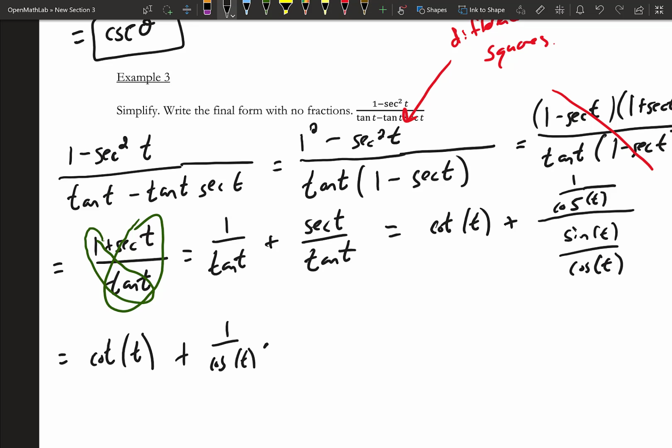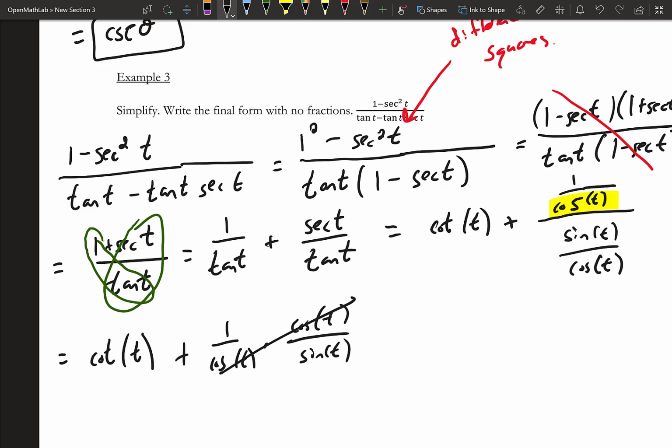Right, so just fix that in your notes. This part here should be cosine. So this would be 1 over cosine times sine t. Oops, let me grab black again. Sine t. Oops, we need a times the reciprocal. So it'd be 1 over cosine t times cosine t divided by sine t.